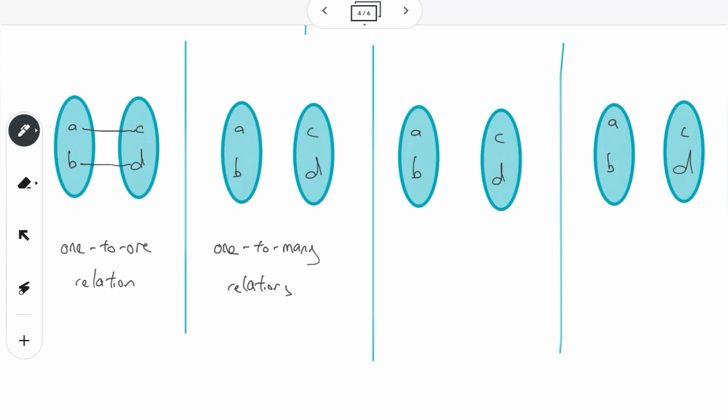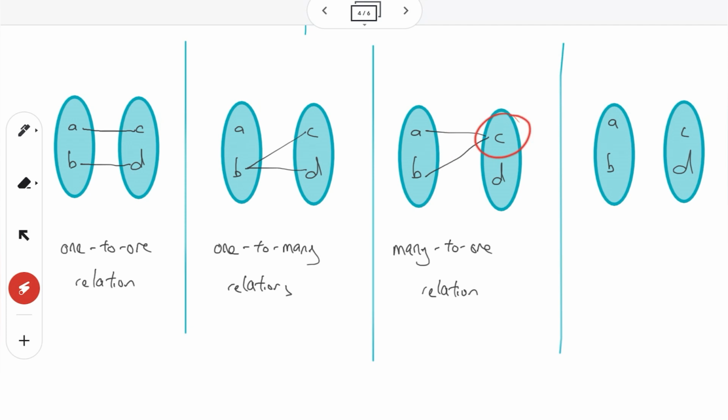Here, one object might be connected to 2 different images. So that's why it's called one-to-many. The third type, as you may have guessed by now, is a many-to-one relation. This means that multiple objects have the same image. That's why it's called many-to-one.